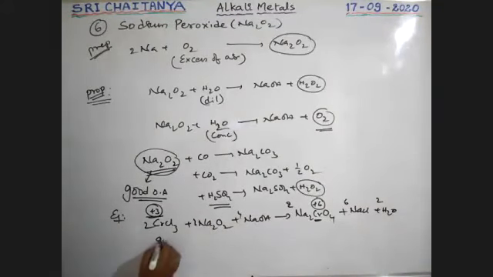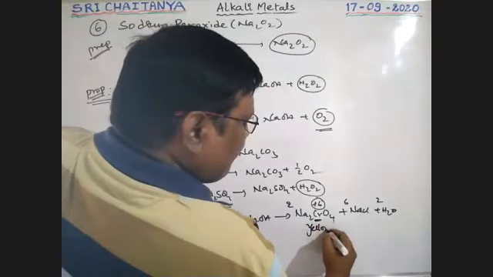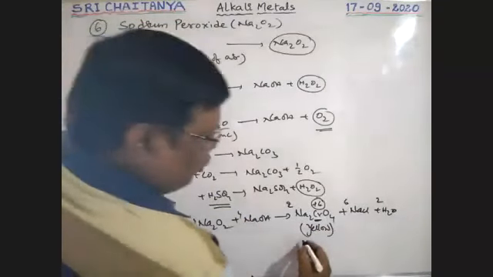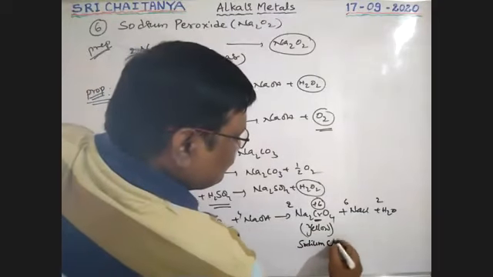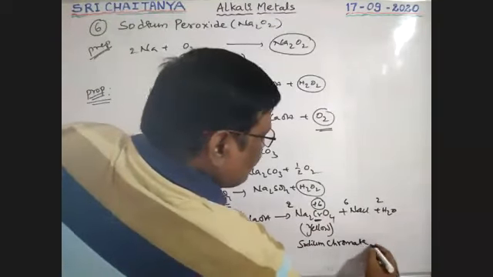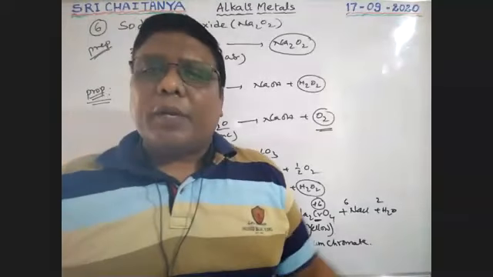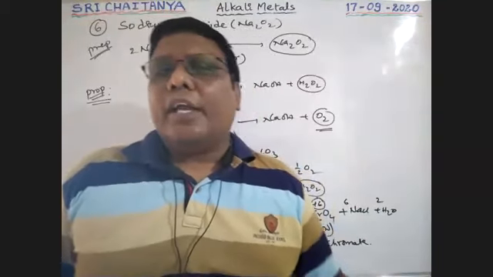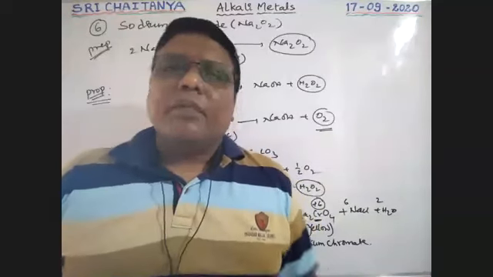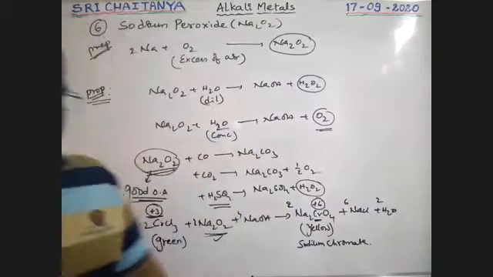So this is green in color. Green colored chromic chloride is changed to yellow colored sodium chromate. It is all due to this Na2O2, which acts as an oxidizing agent. So these are some preparations and properties of sodium peroxide, Na2O2. Very, very important. Okay, next compounds, boys.